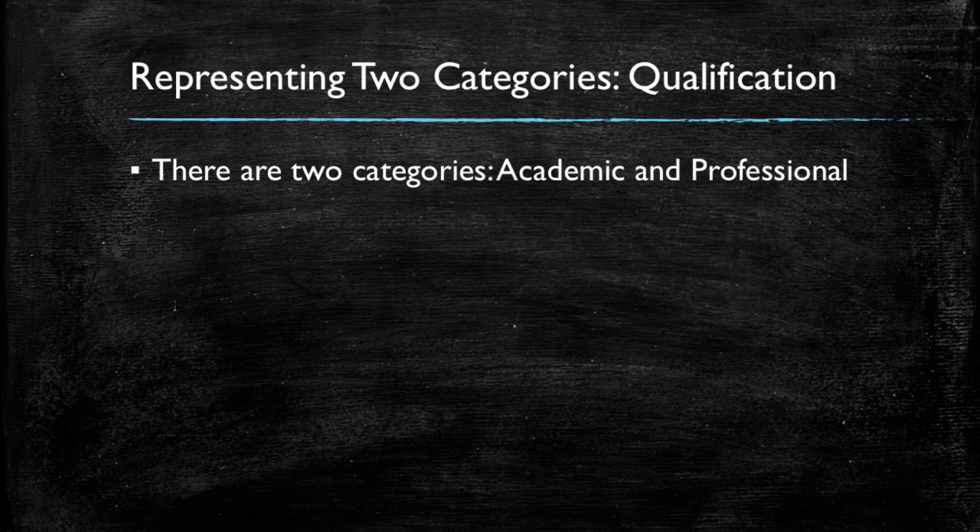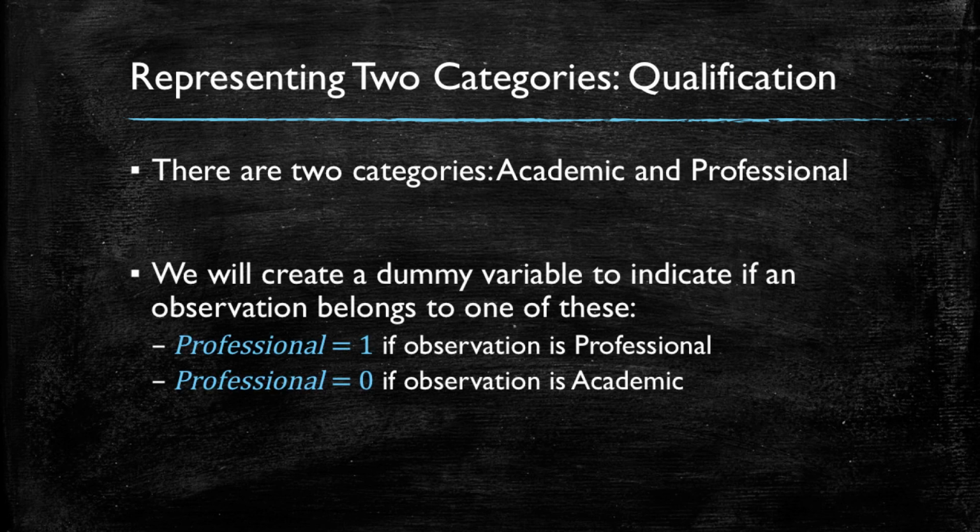And what we're going to do is create a dummy variable to indicate if a faculty member belongs to one of these two categories. In particular, we're going to create a professional indicator. It's going to be a binary variable that's going to have a value equal to 1 if that particular observation, if that professor, is a professional, and it's going to be a 0 indicating that it is not a professional, which in this case means that the professor is an academic.